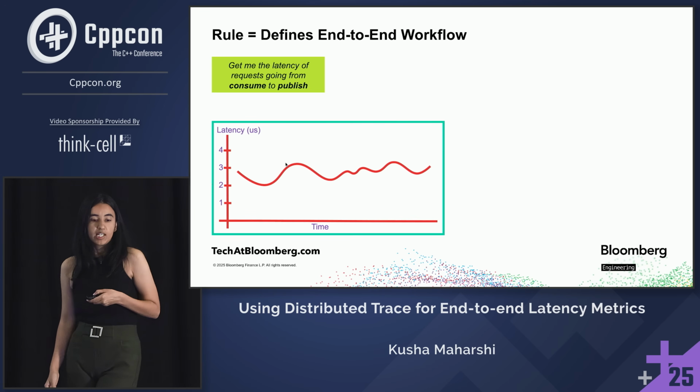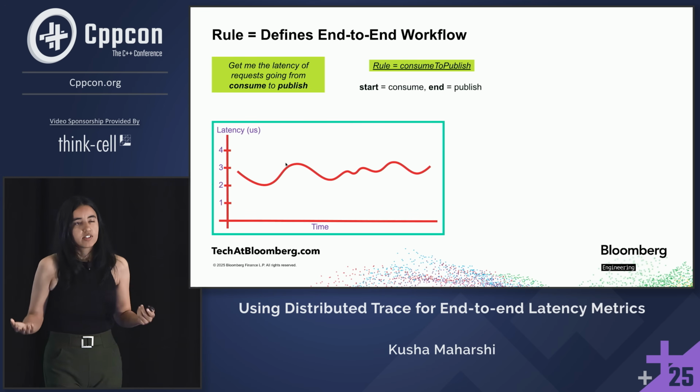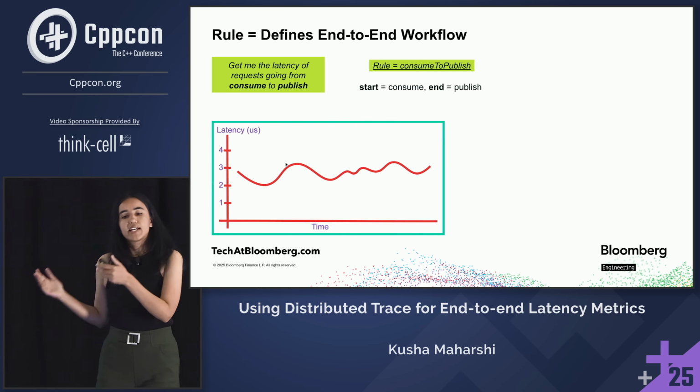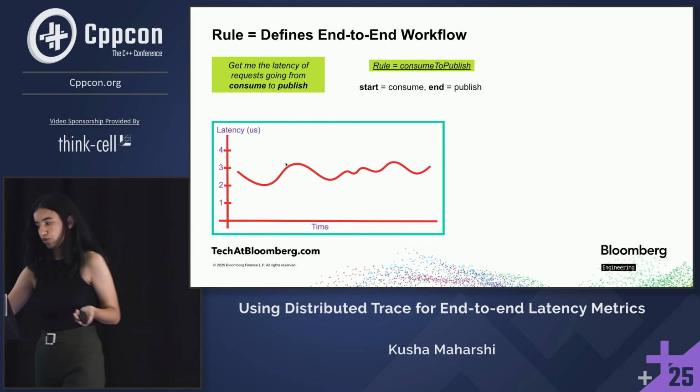And then they're able to define, obviously, give the rule a name, consume to publish, let's say. They're able to define a starting point and an ending point. That is consume and that's publish.